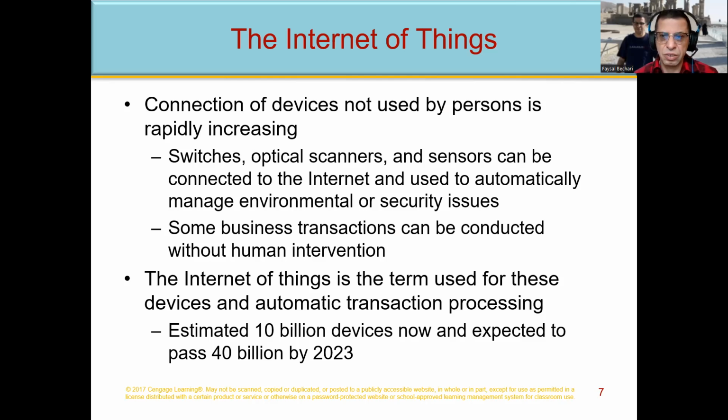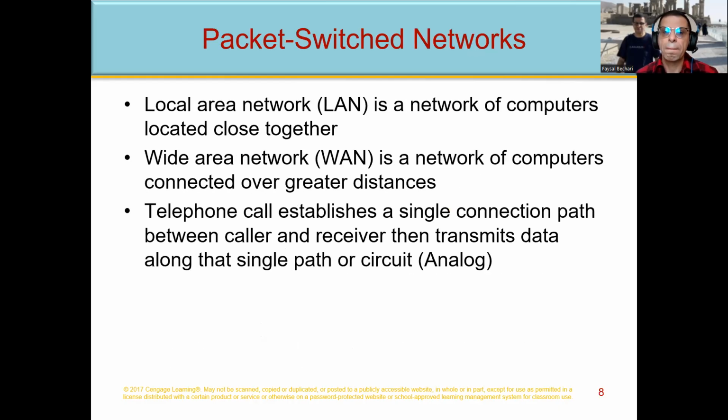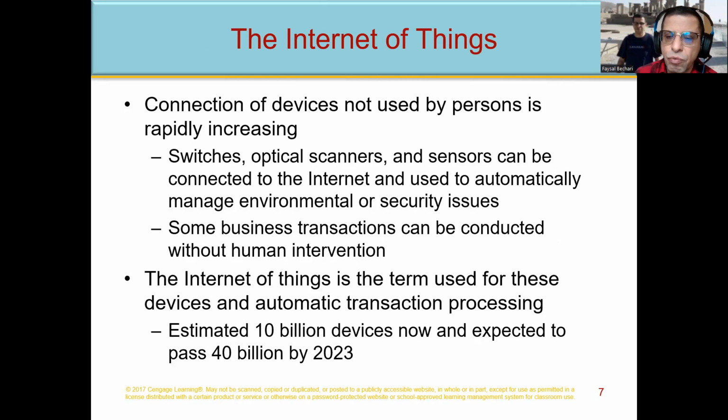Some business transactions can also be conducted without human intervention, like AI, artificial intelligence, which is going pretty deep into that. The Internet of Things is the term used for these devices and automatic transaction processing. It's estimated at 10 billion devices in the market, and it has passed that amount too. Now, 40 billion devices, to be correct.